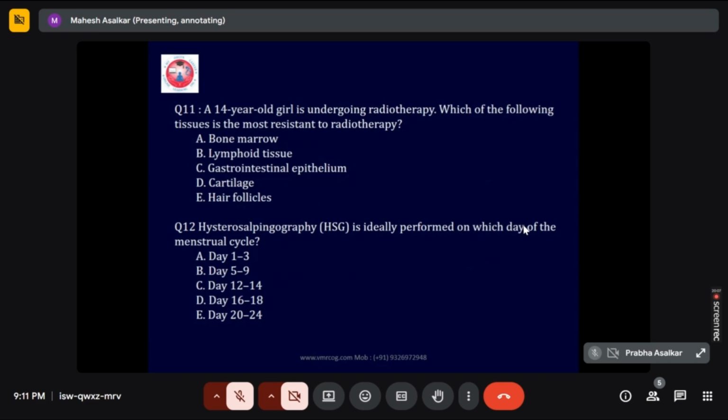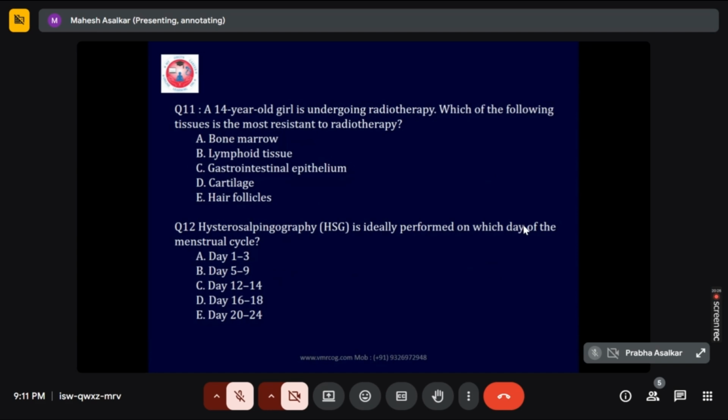Okay. Next question. Question 12. Hysterosalpingography (HSG) is ideally performed on which day of the menstrual cycle? Option A, day 1 to 3. Option B, day 5 to 9. Option C, 12 to 14. Option D, 16 to 18. Option E, 20 to 24.